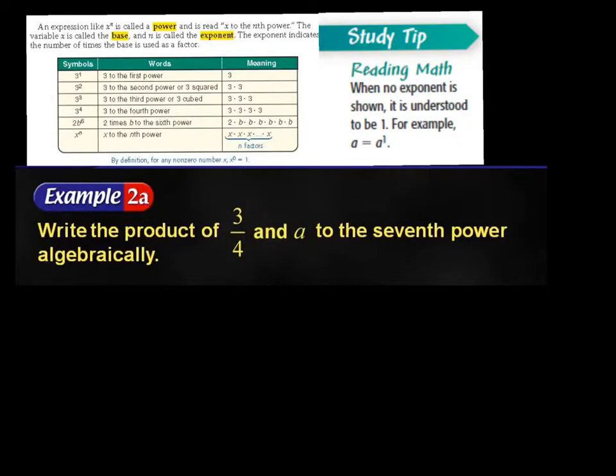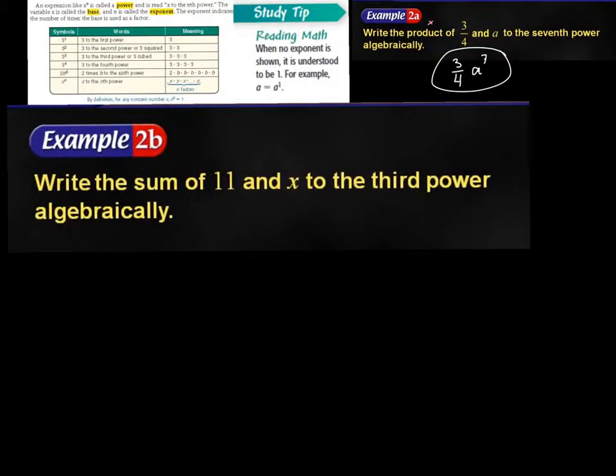Write the product of 3/4 and a to the 7th power algebraically. Product again is the answer when we multiply. So that's going to be 3/4 a to the 7th, with a little European 7 there. Write the sum of 11 and x to the 3rd power algebraically. Sum is the answer when we add. So 11 plus x to the 3rd power, or they could have said x cubed.